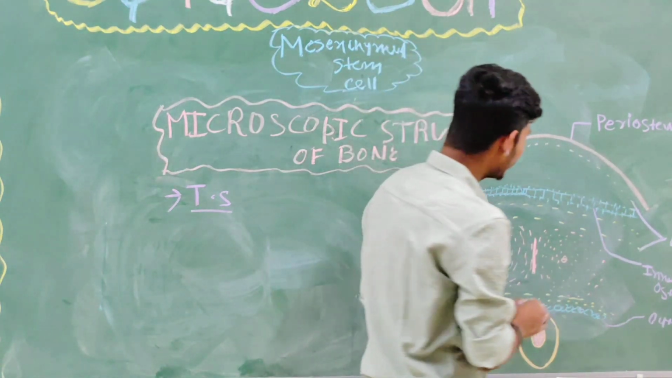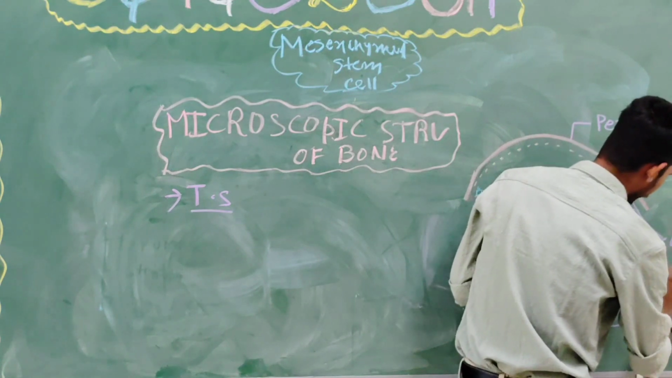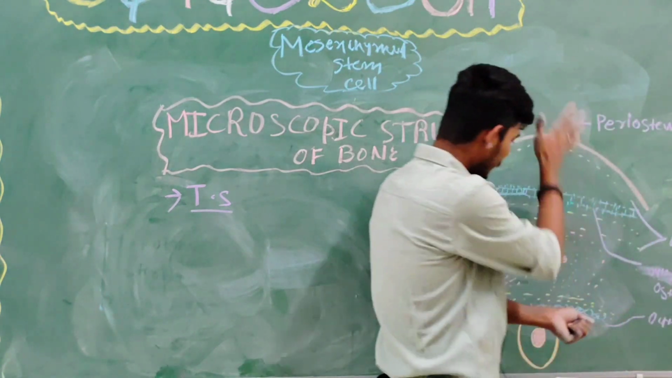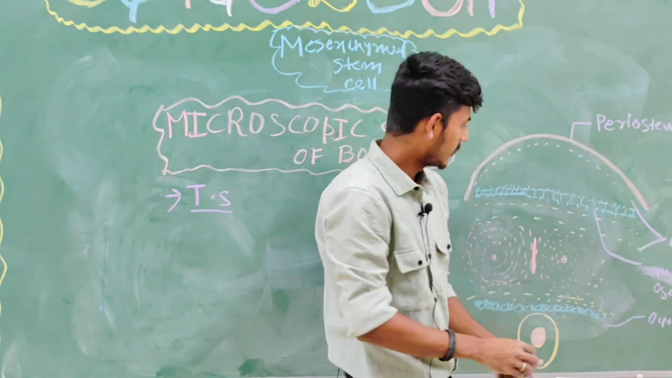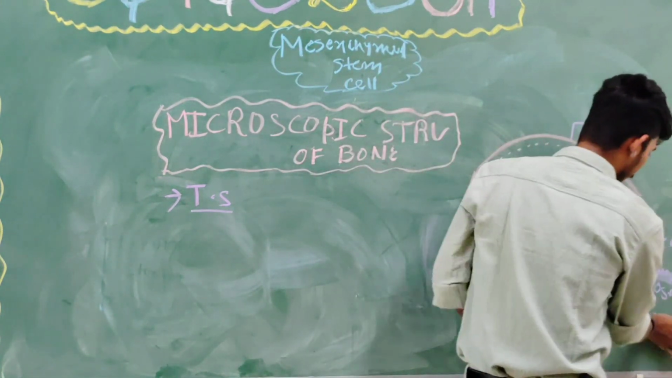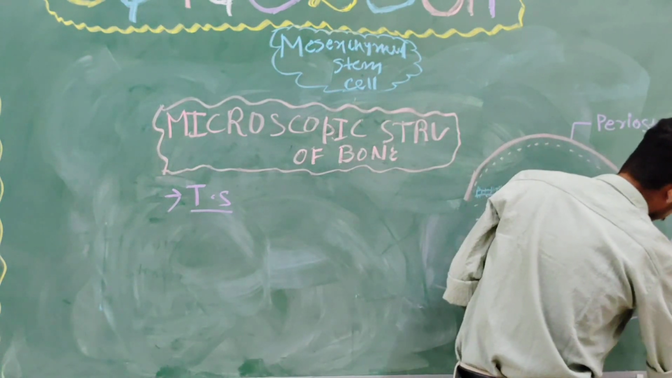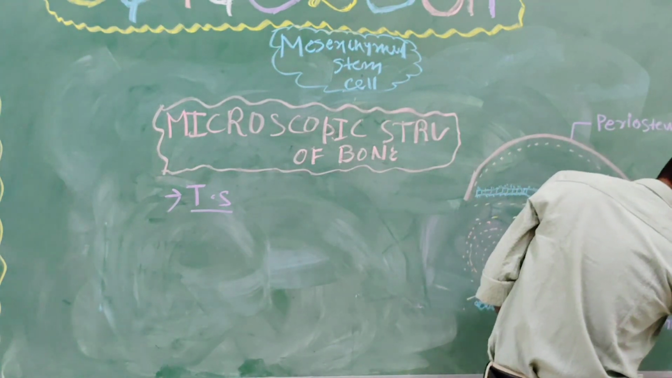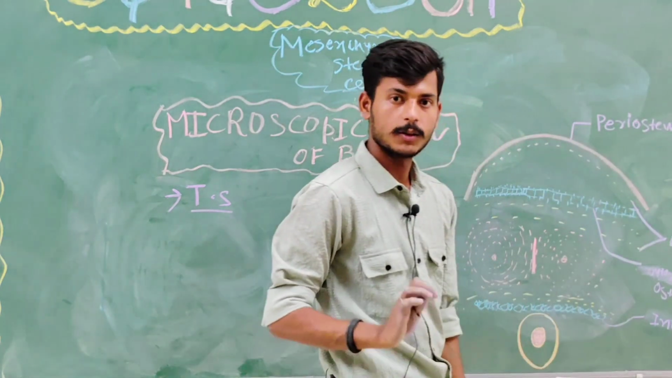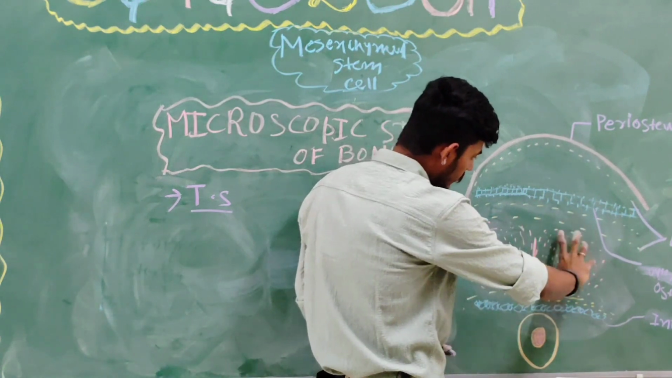Here it is wrong, it is outer, man. It is outer. Okay, we are studying the cut section this way. So this is the outer one and this is the inner one. So this is the inner osteoblast layer. Okay, then you are seeing these two disc shapes.